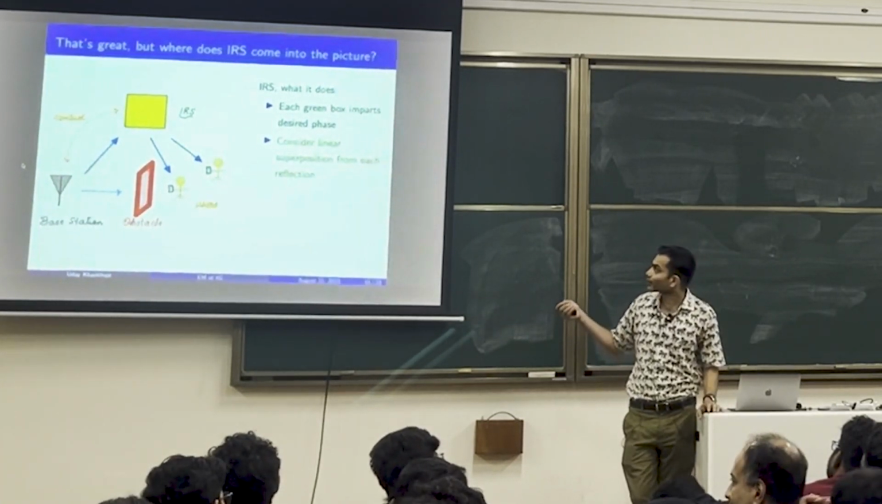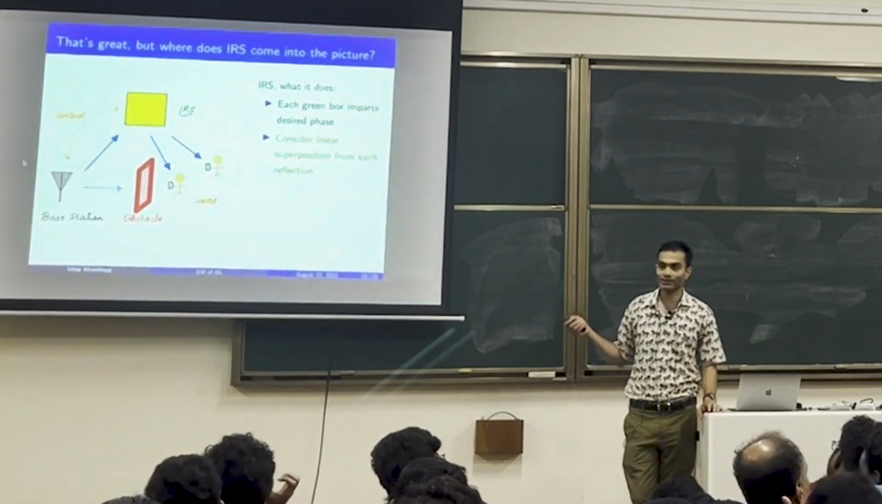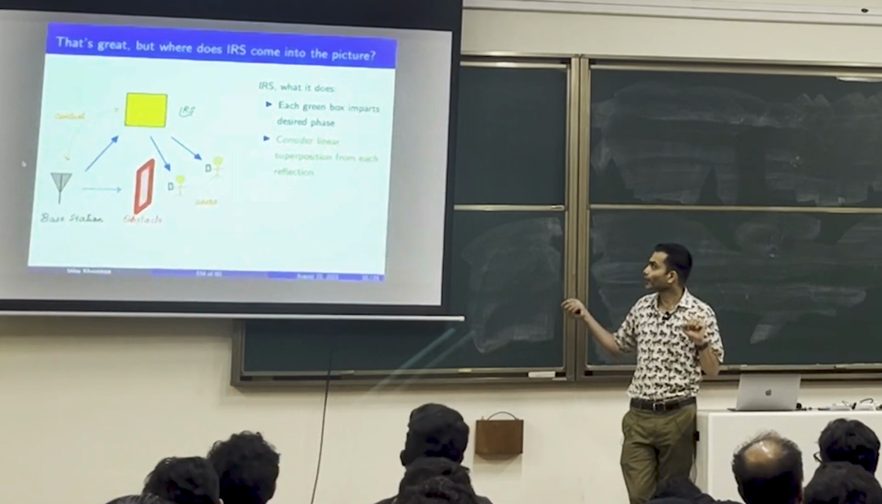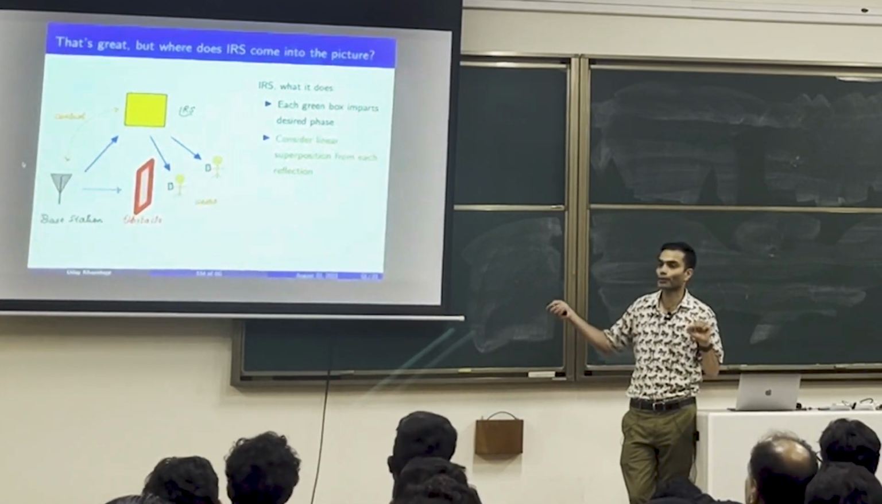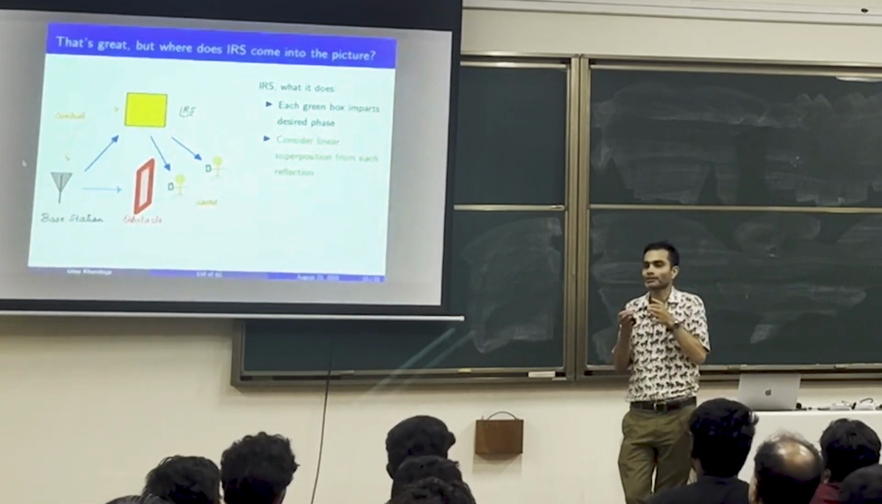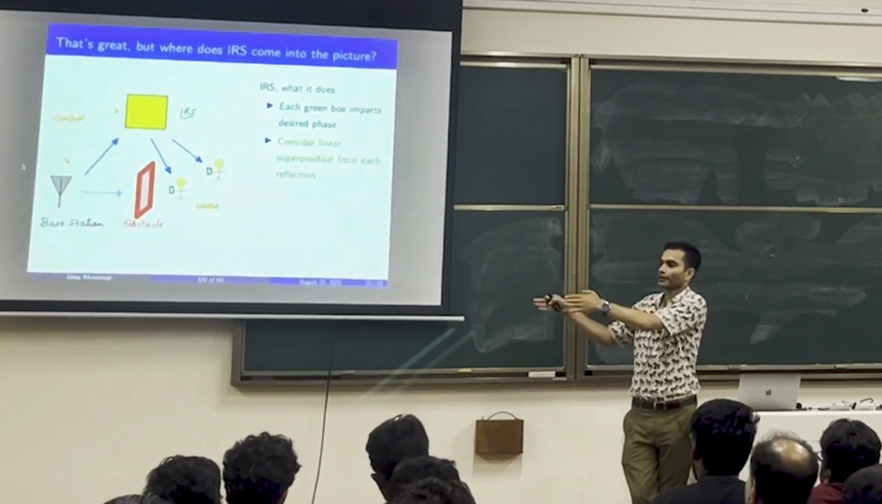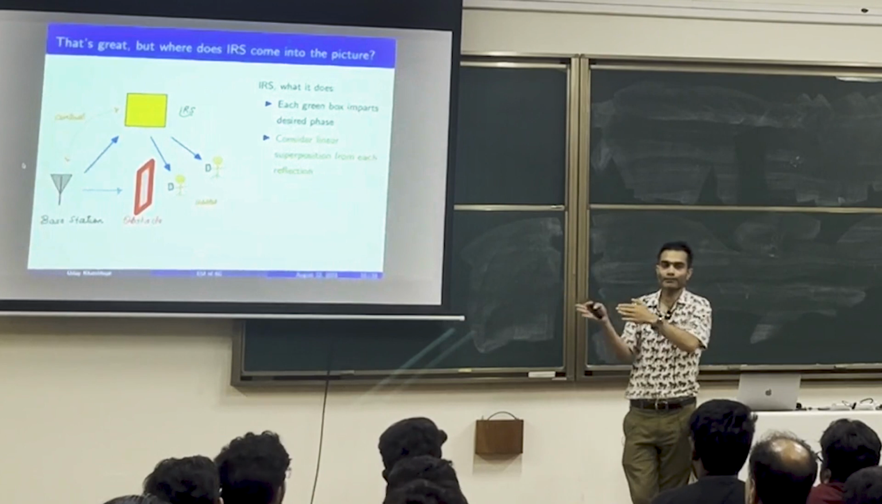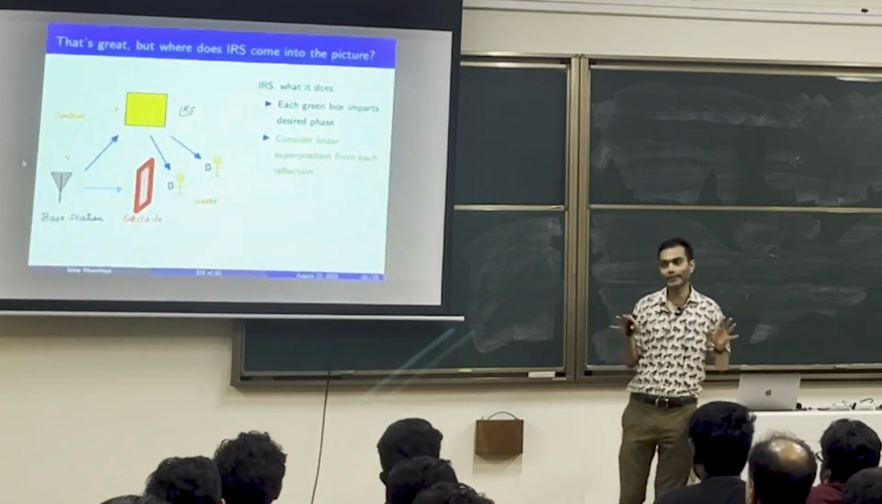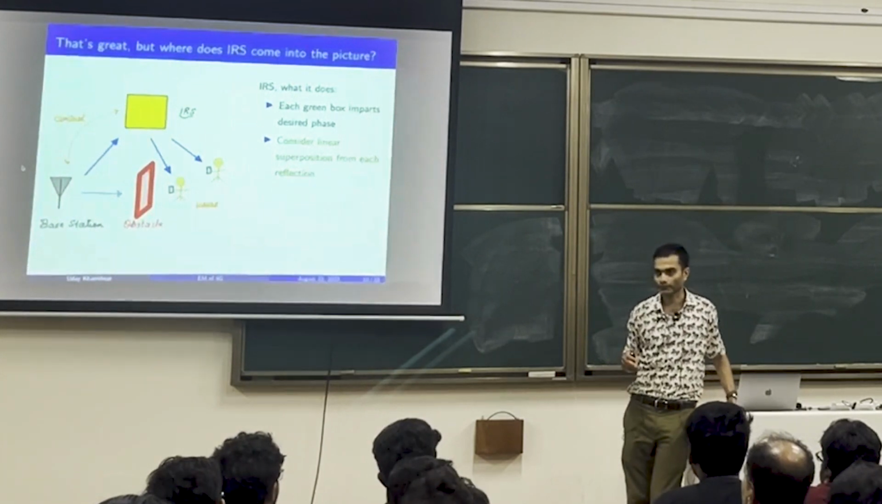So how does this work? Each of these little green boxes imparts a particular phase. Now, when I do a linear superposition of the waves from all of these guys, like in the antenna array example, I can make them constructively interfere here but not here. So I have achieved my beam tilting. That's the basic idea over here. Details are of course very, very complicated, right?